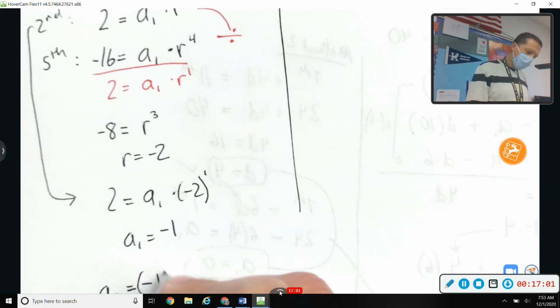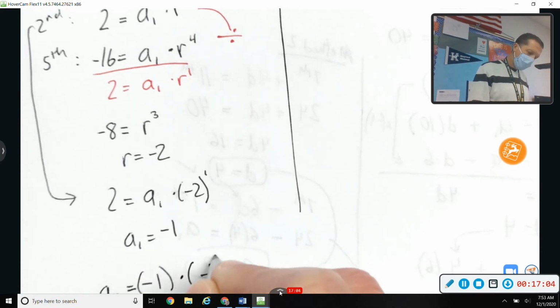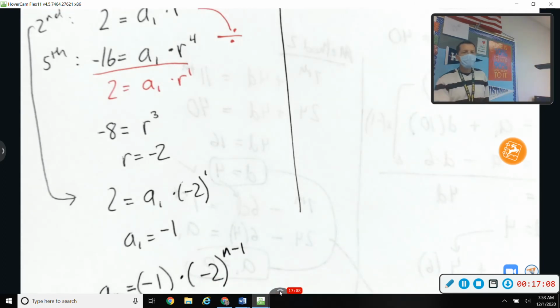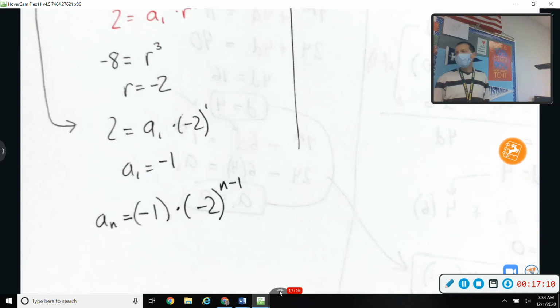So A1 times R to the n minus 1. And again, don't mess with those. Don't say negative times negative is a positive. I mean, that's a true statement, but that's not what's going on right there. So leave those A1 and those R's in parentheses is probably the safest way to go.